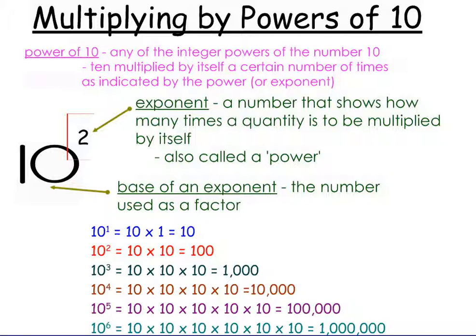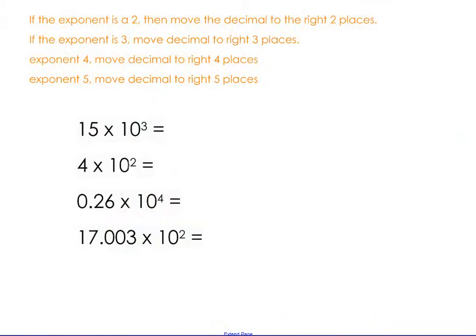Now, we need to know this information to help us actually multiply by powers of 10. Here are some rules that are going to help. If the exponent is a 2, we're going to move the decimal to the right 2 places. If an exponent is 3, we'll move the decimal point to the right 3 places. If the exponent is 4, we move the decimal point to the right 4 places. If it's 5, we move it to the right 5 places, and so on and so forth.